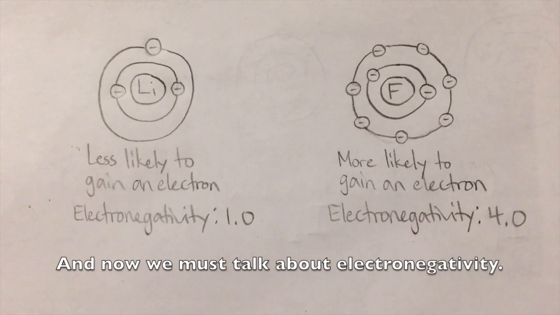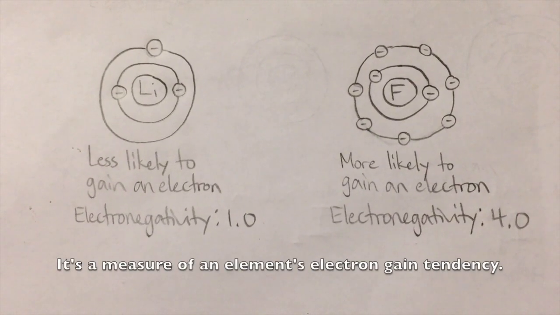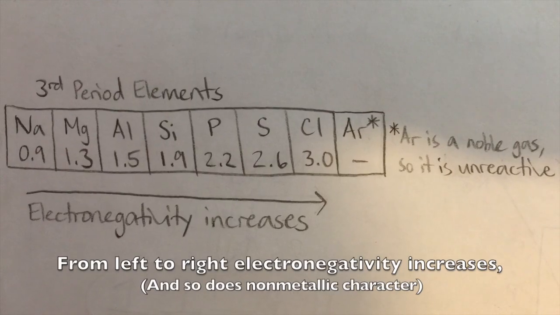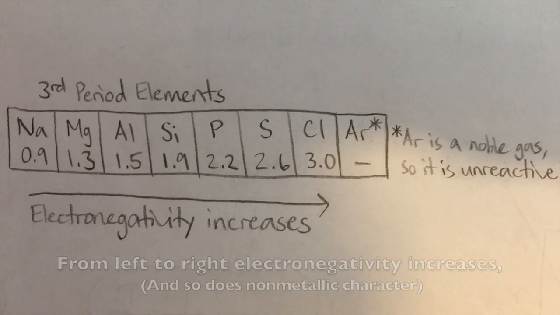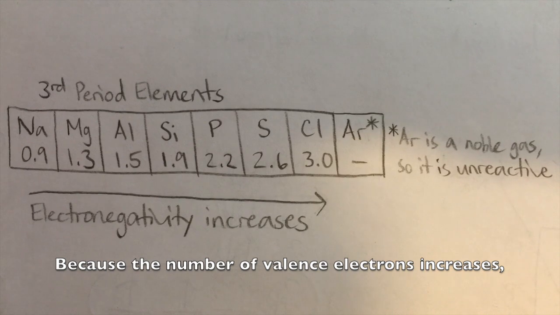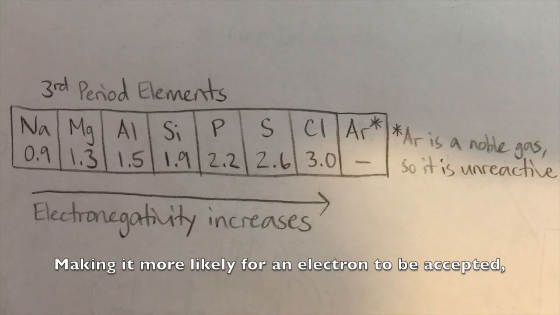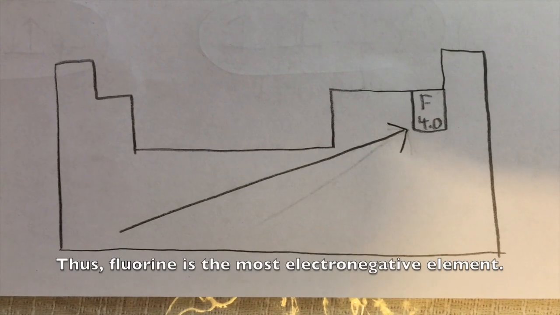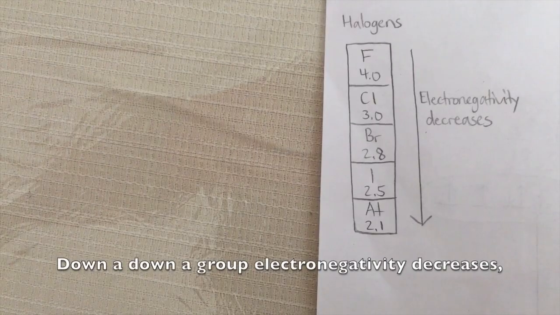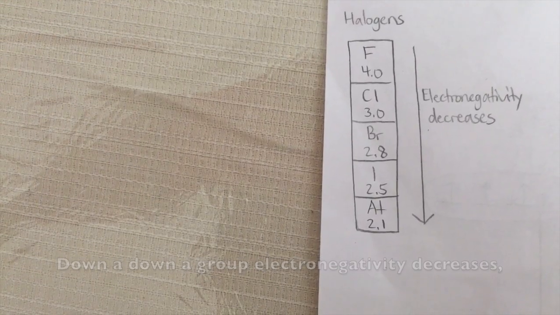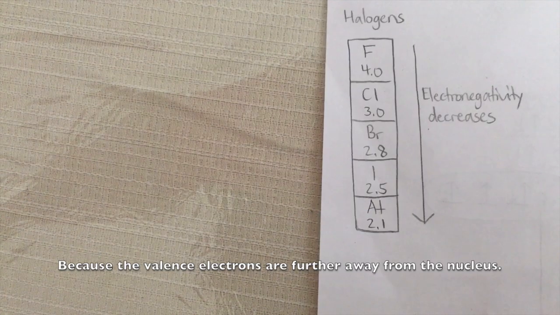We must talk about electronegativity. It's a measure of an element's electron gain tendency. From left to right, electronegativity increases, and so does non-metallic character, as the number of valence electrons increases, making it more likely for an electron to be accepted. Thus, fluorine is the most electronegative element. Down a group, electronegativity decreases because the valence electrons are further away from the nucleus.